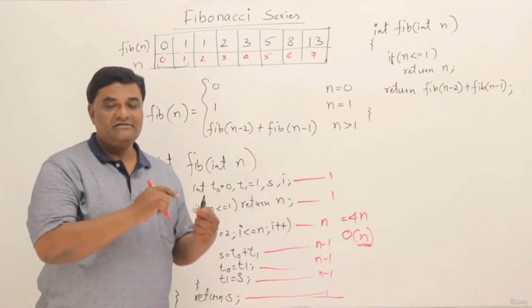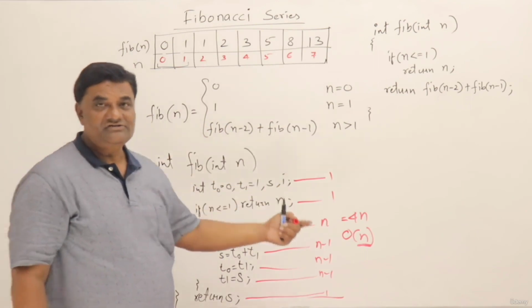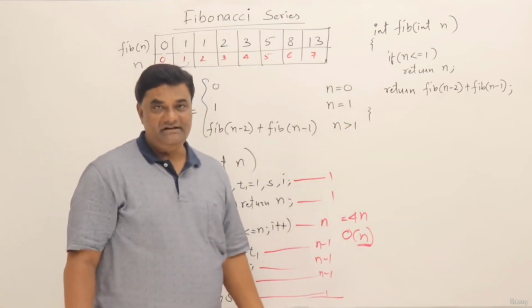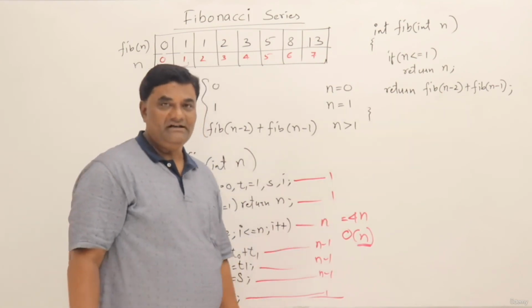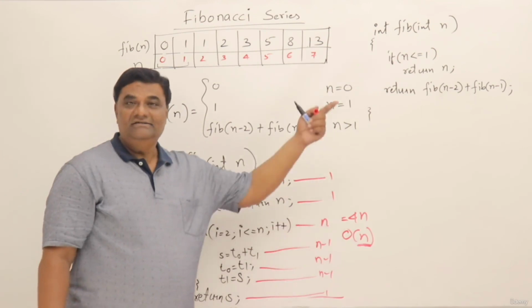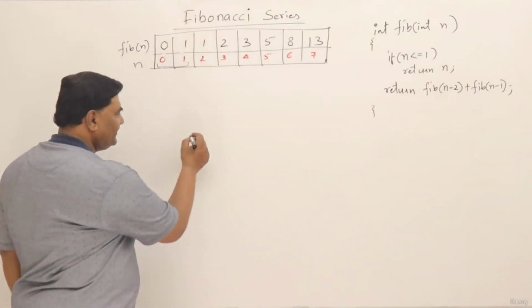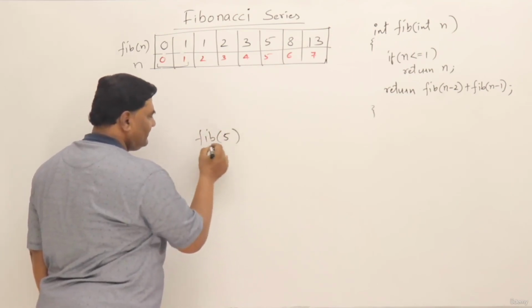So already we have written the iterative version. Now let us go back to the recursive version and analyze that one and see how much time it takes, and if any improvement is required, we will make some improvements. So I'll remove this one and then we will analyze that function. Now let us trace this recursive function for fib of 5.